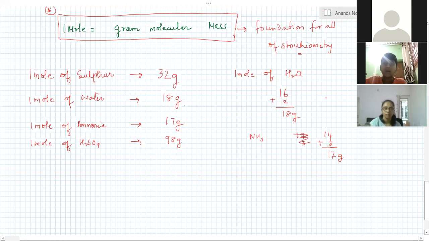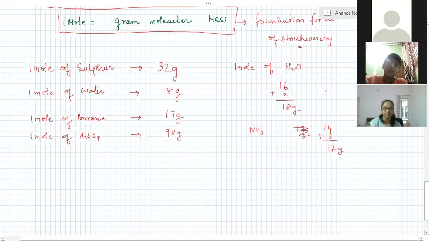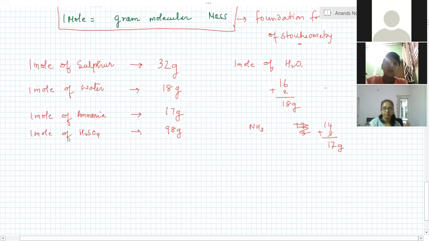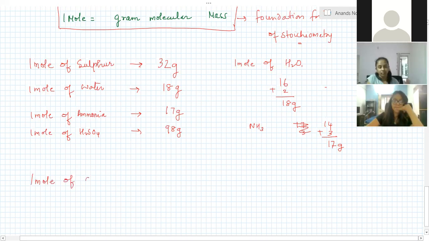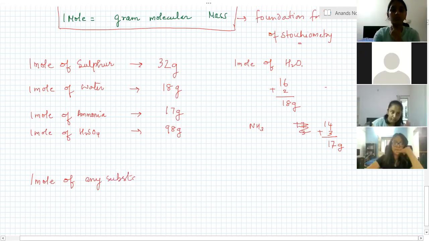Is it all right, guys? Yes, sir. So we will be ending this class with one important note. That is, 1 mole of any substance will have Avogadro number of molecules.